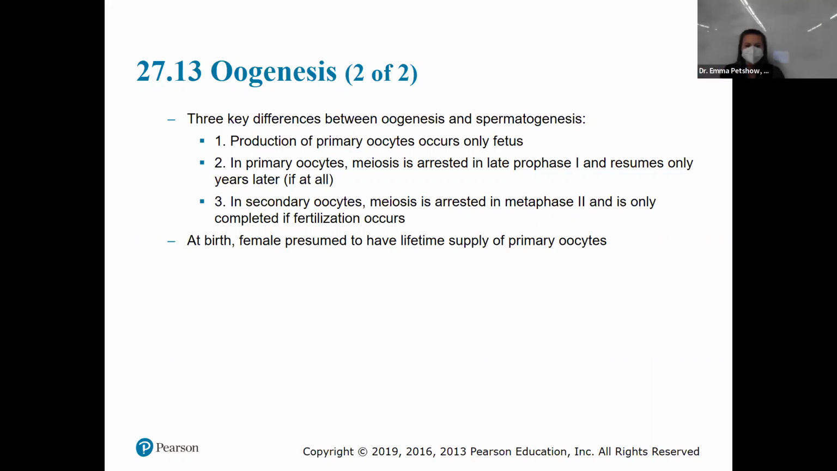In primary oocytes, meiosis is arrested at late prophase 1 and resumes only years later, if at all. So there is this arrest phase. It'll start meiosis 1, go through late prophase 1, and then it stops. And then in secondary oocytes, meiosis is arrested in metaphase 2 and is only completed if fertilization occurs. So there are these stopping points, these points of control in the female reproductive system for oogenesis.